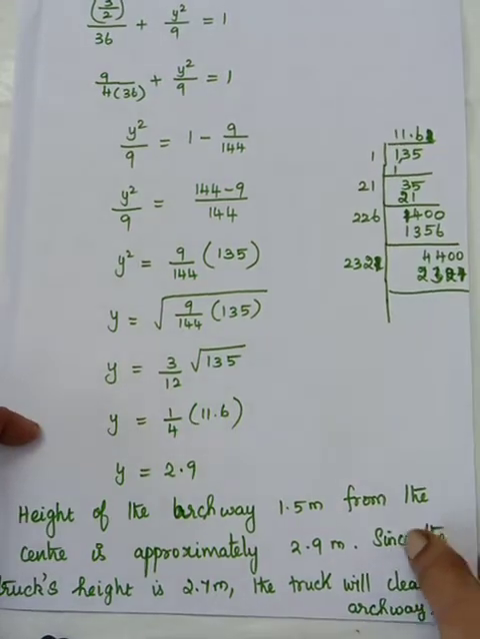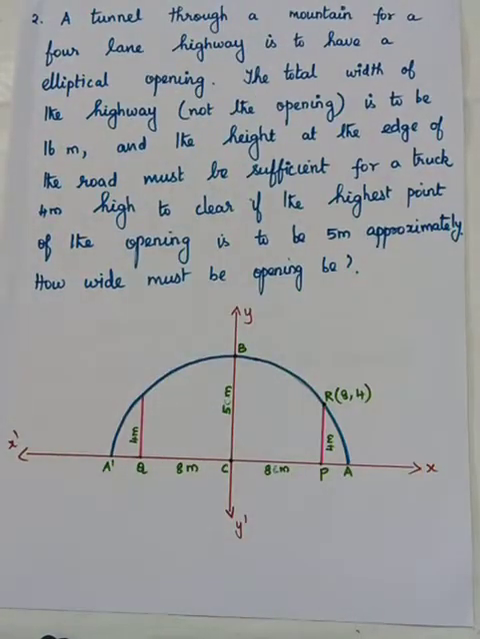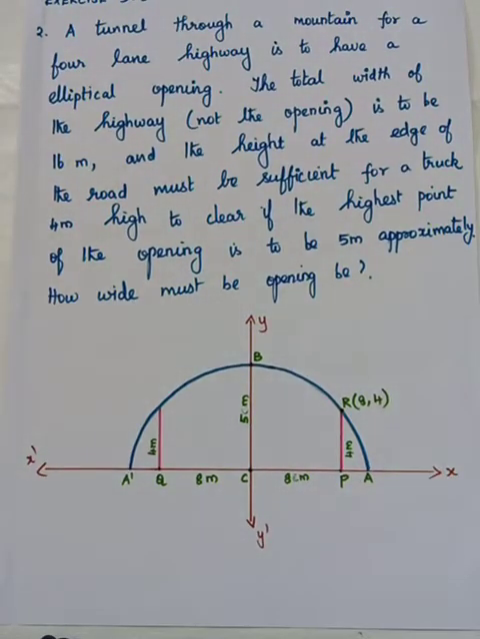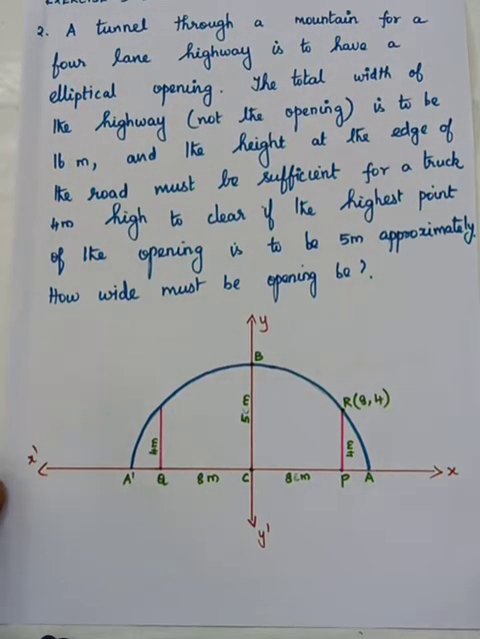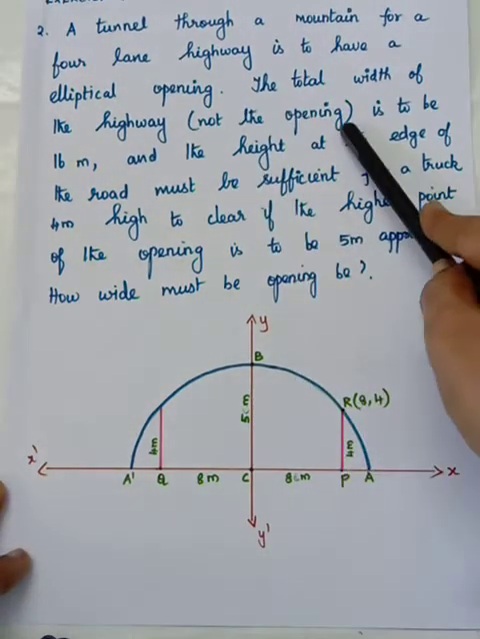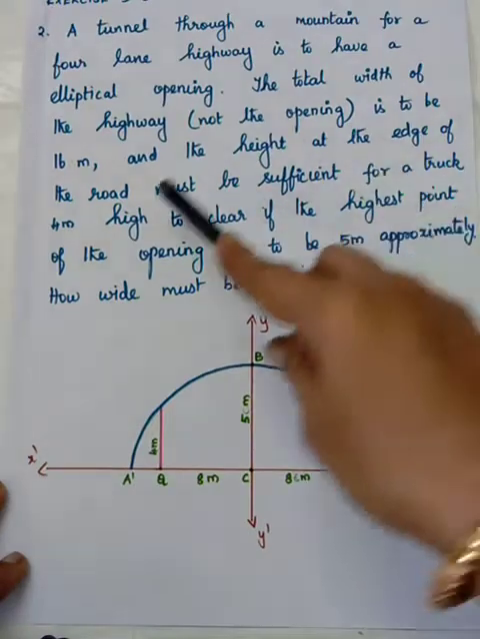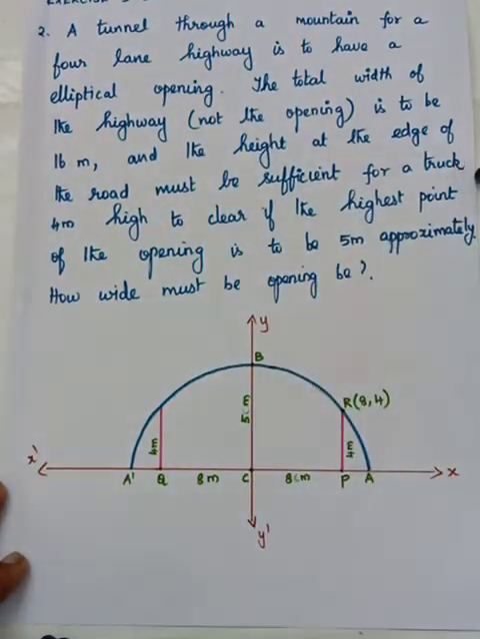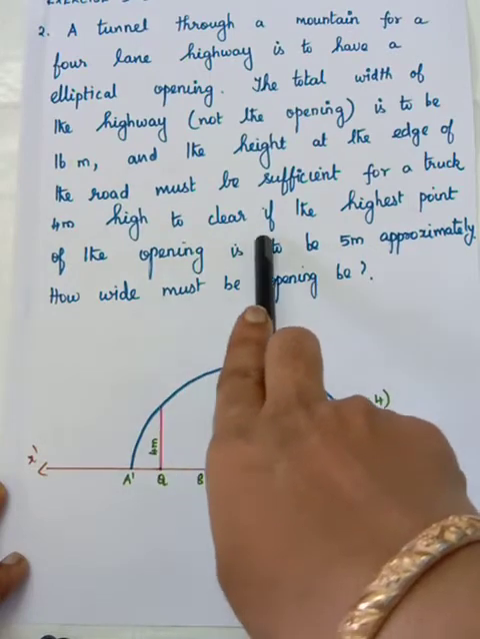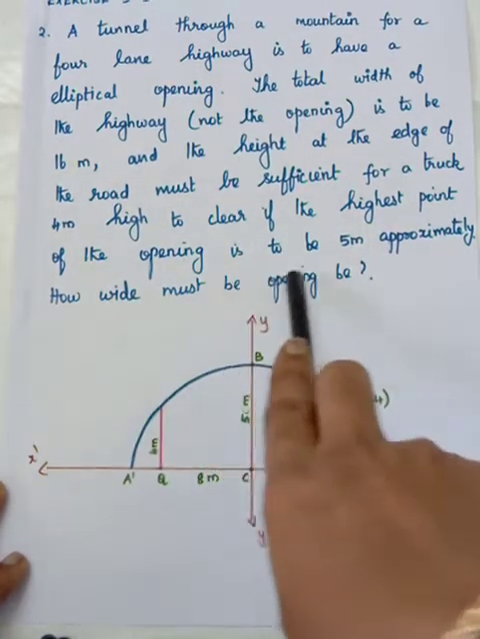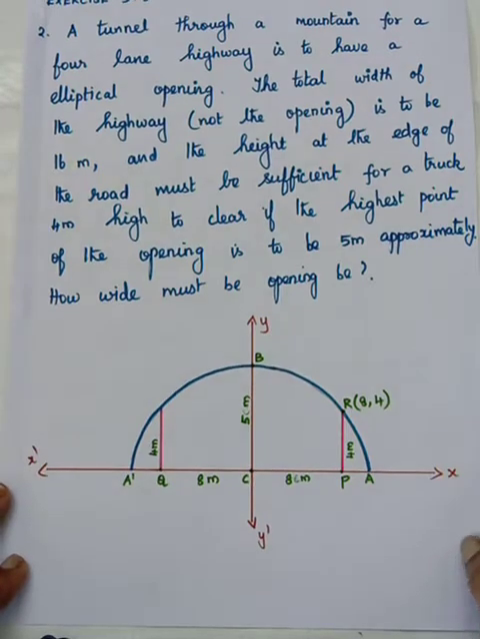Okay, so we'll go to the exercise 5.5 second problem. A tunnel through a mountain for a 4-lane highway is to have an elliptical opening. Okay, the total width of the highway, here in the bracket it is given, not the opening, is to be 16 meter. And the height at the edge of the road must be sufficient for a truck 4 meter high to clear, if the highest point of the opening is to be 5 meter approximately. How wide must the opening be?